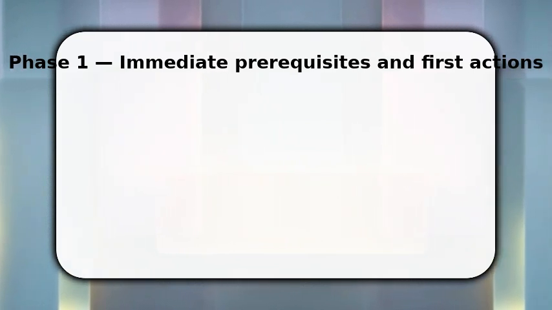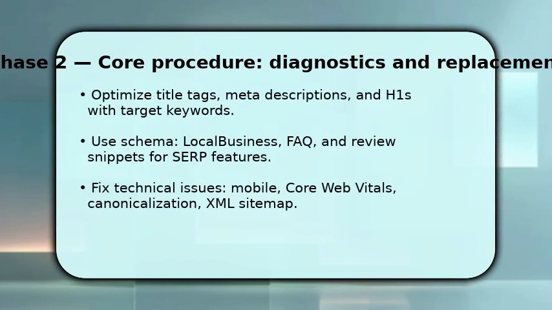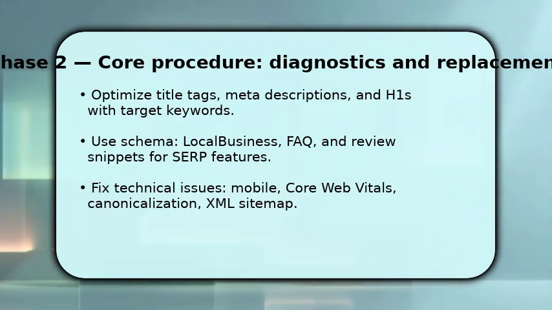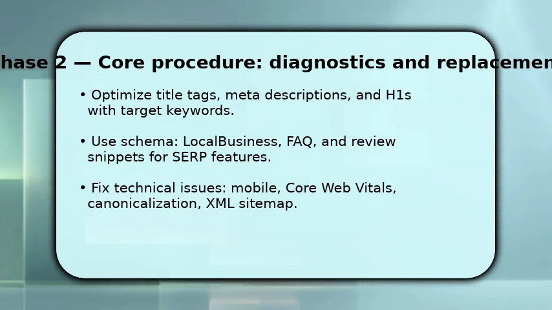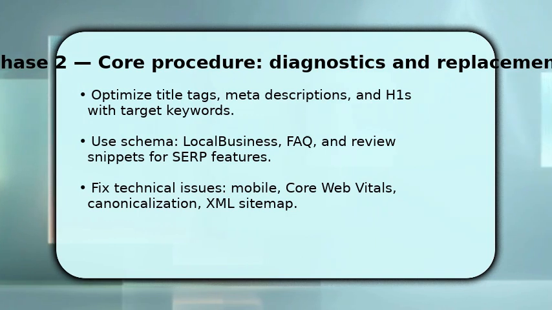Now you perform the heavy lifting. Optimize title tags, meta descriptions, and H1s with your target keywords so relevant signals are strong. Once that's done, add schema markup, local business, FAQ, and review snippets to increase SERP real estate and click-through rate. Make sure pages load fast and pass Core Web Vitals.